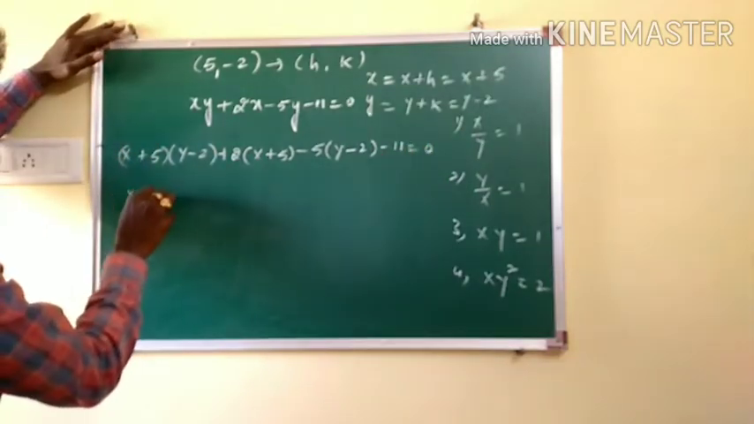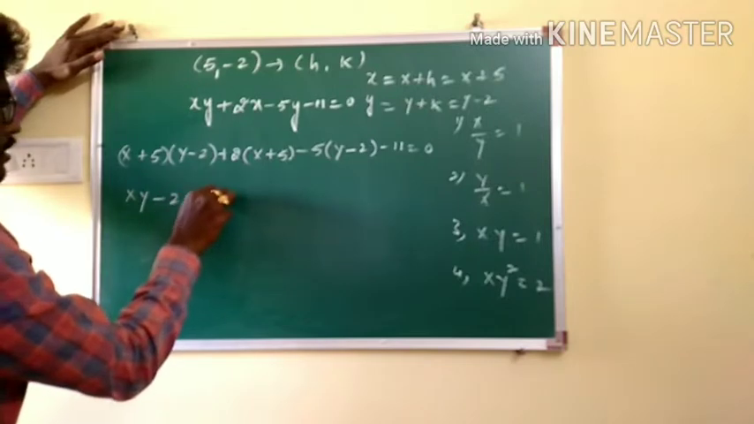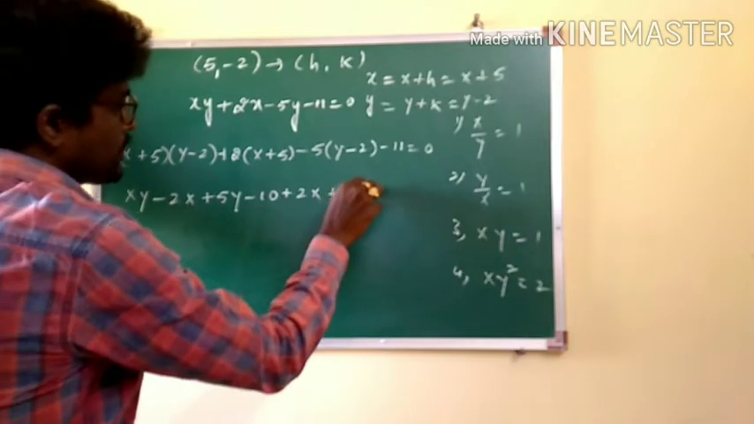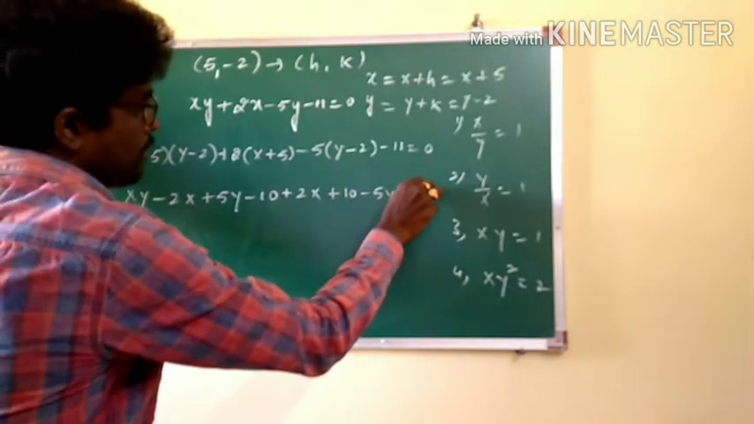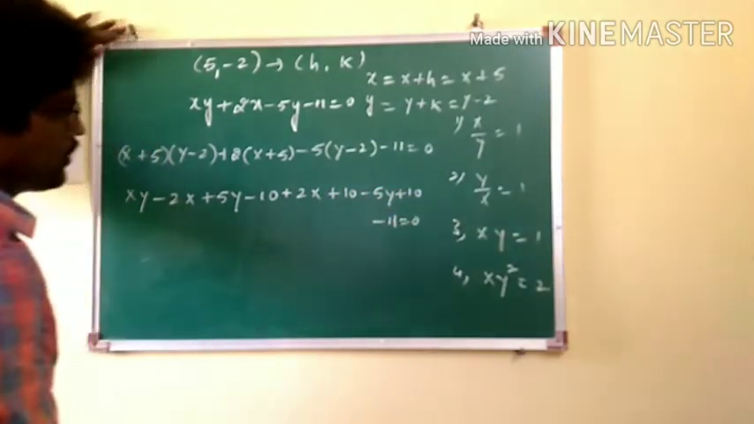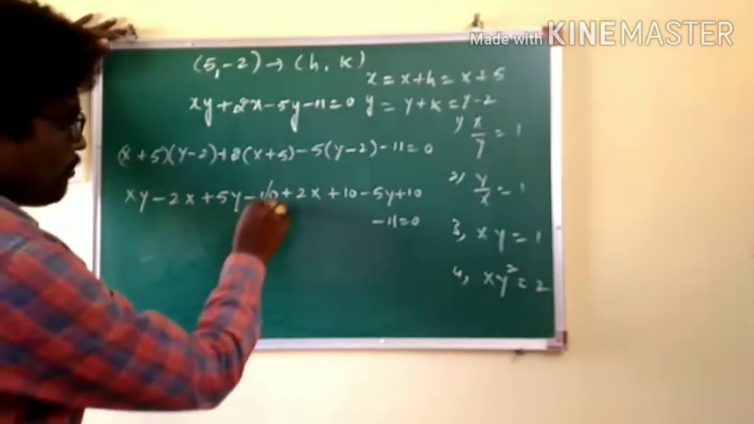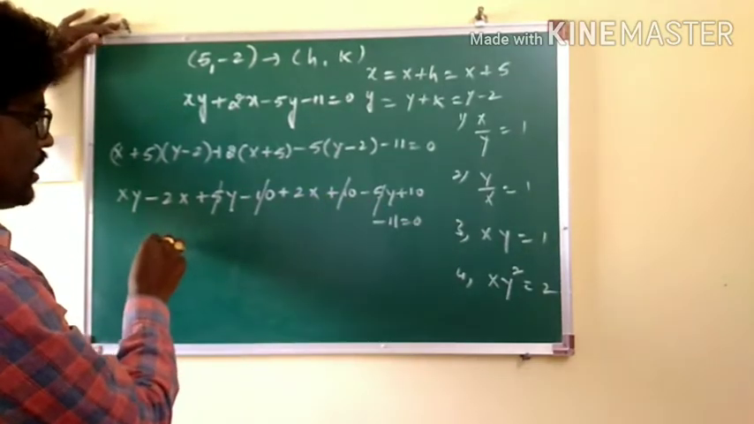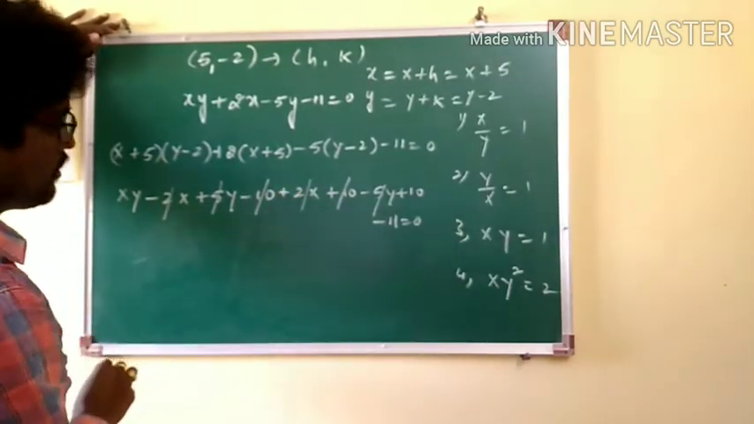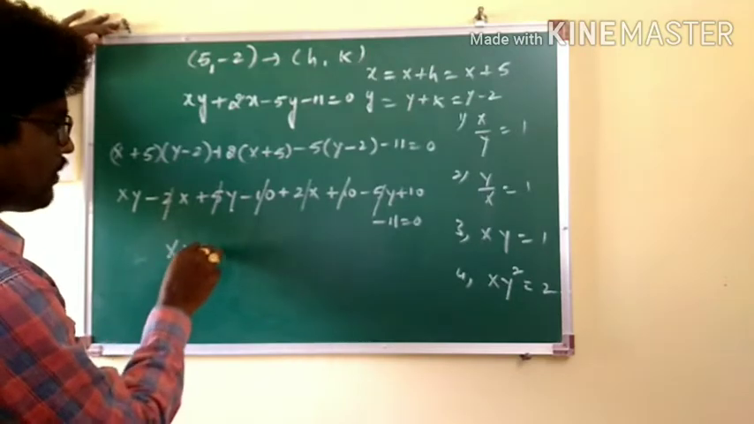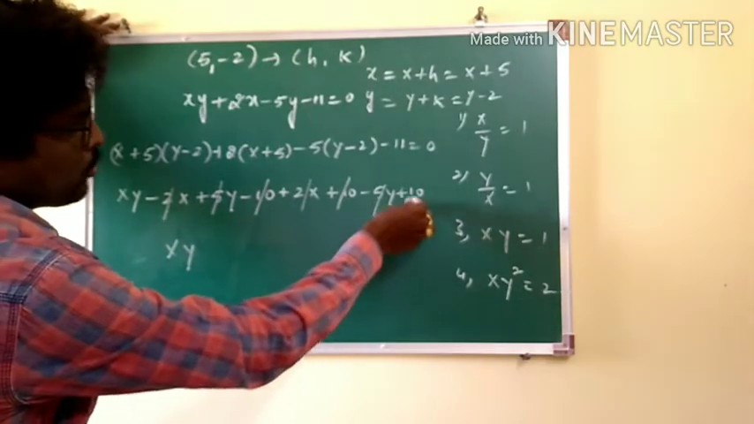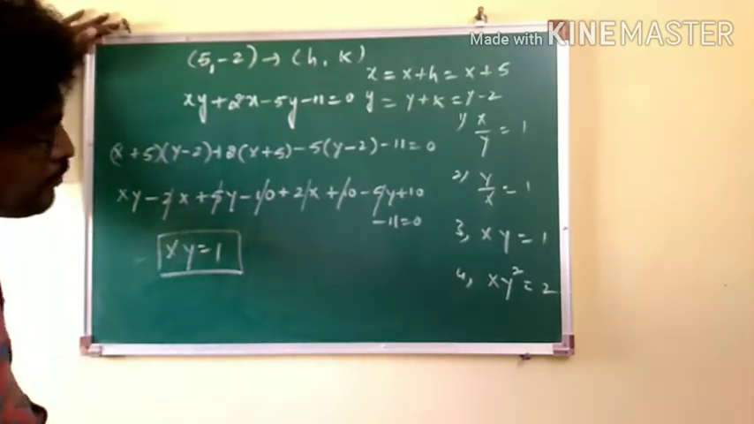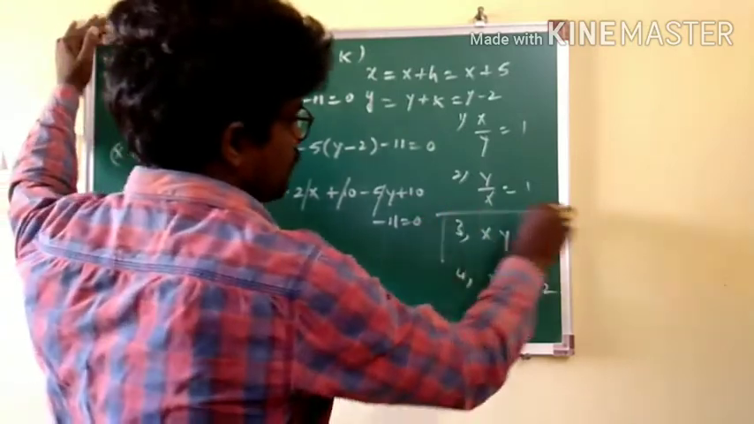XY minus 2X plus 5Y minus 10 plus 2X plus 10 minus 5Y plus 10 minus 11 equal to 0. Minus 10 plus 10 gets cancelled, plus 5Y and minus 5Y get cancelled, and minus 2X and plus 2X get cancelled. Finally, what we have, capital XY is equal to 11 minus 10, which is equal to plus 1. Therefore, we have got XY is equal to 1. Which is the suitable option here?